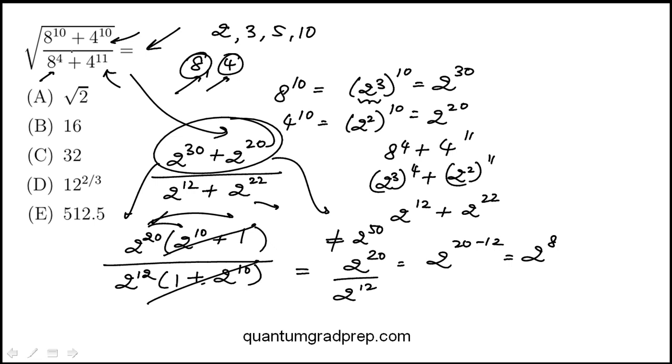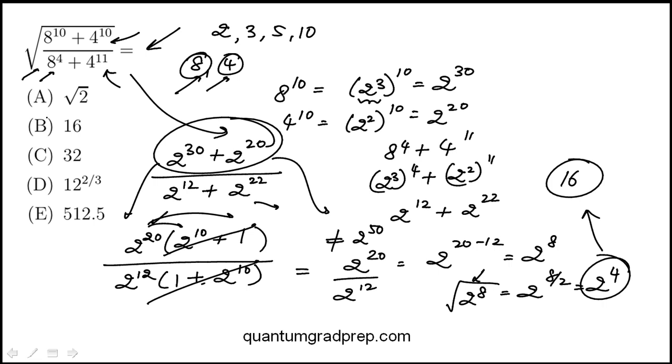And not to forget that we have a square root, which I haven't introduced so far. So square root of 2 to the 8, which is really 2 to the 8 over 2, because that's a half. That becomes 2 to the 4, which is 16. So the answer is B.